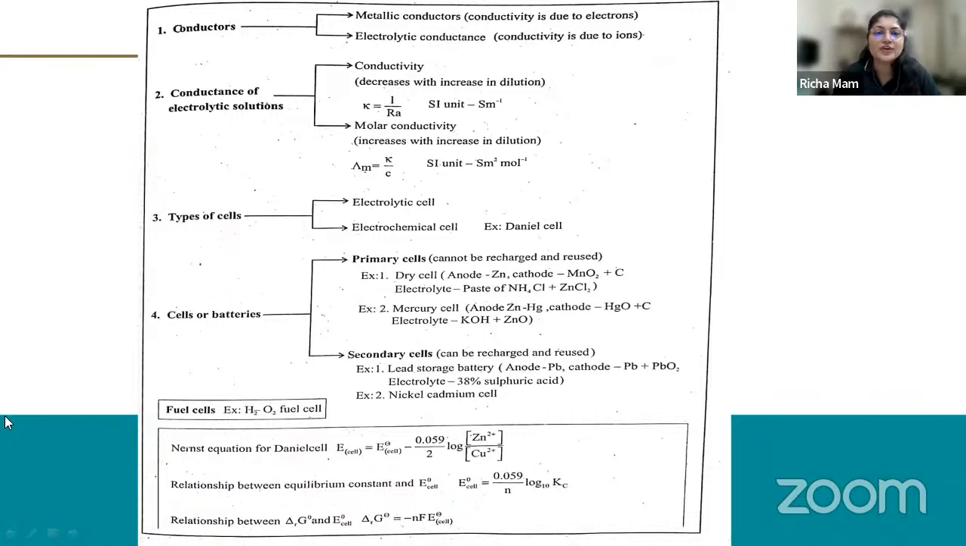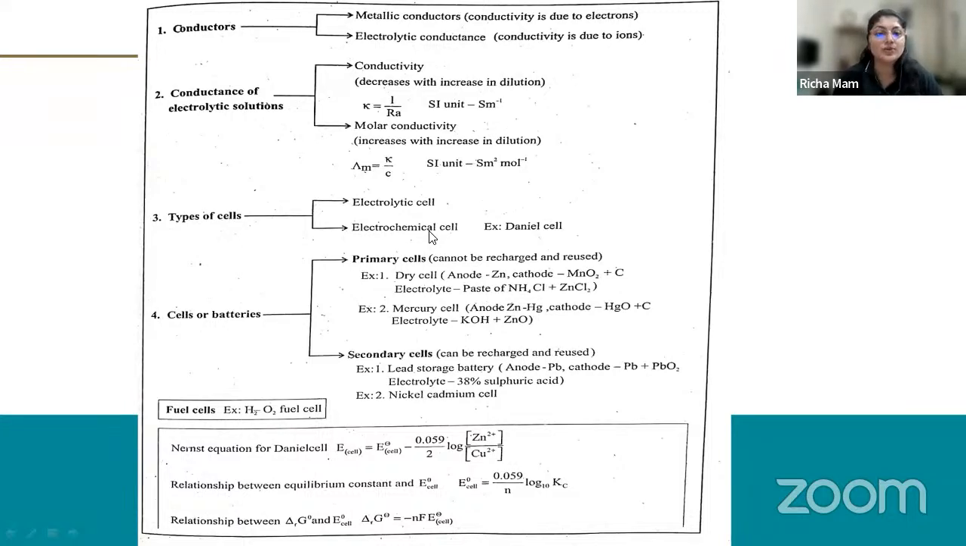So there are two types of cells. First is the electrolytic cell and second is the electrochemical cell. Now, what do you mean by electrochemical cell? First we'll see what you mean by electrochemical cell. It is a device in which electricity is produced using a spontaneous redox reaction.